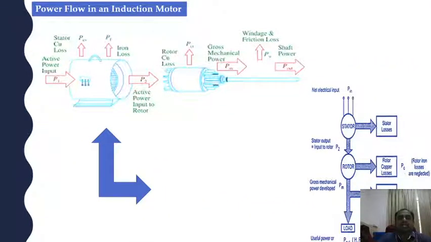The next topic will be power flow. Now, by using these losses and efficiency, we are going to calculate the power. How much power will be there? So this is the block diagram.